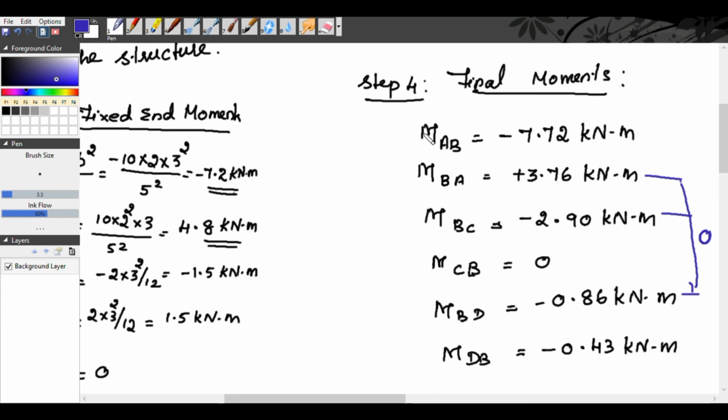Now we will mark the points. MAB is minus 7.72 and MBA is plus 3.76. First, the value is minus 7.72. For AB, minus 7.72 means it is anti-clockwise, so it lies here. You can remember this in another way also: when it is minus, it is anti-clockwise.